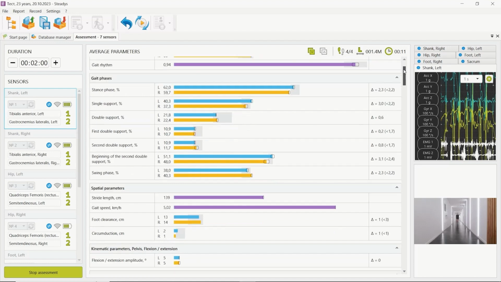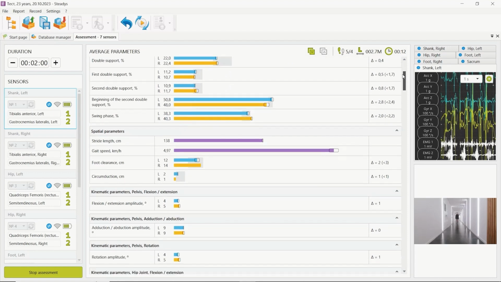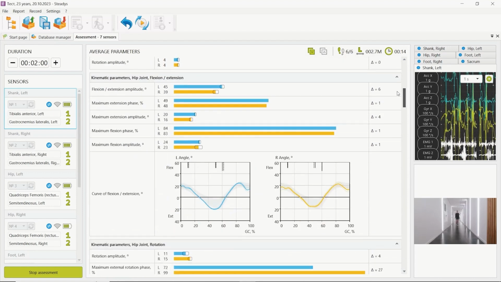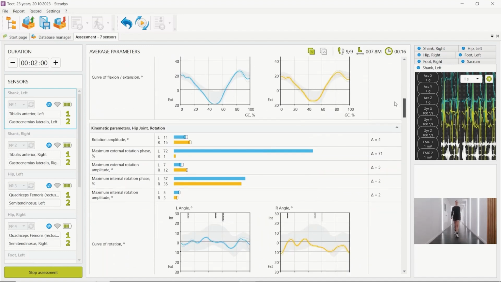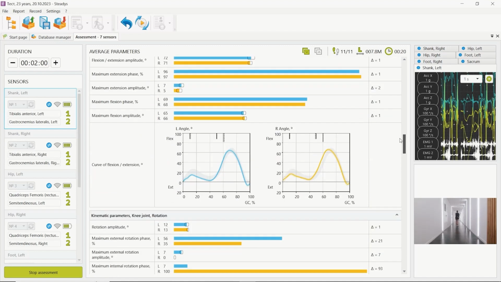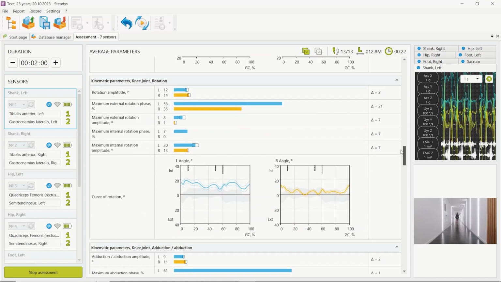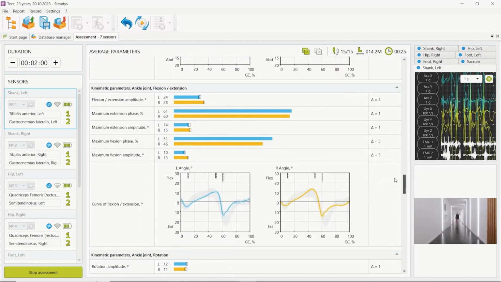There is a counter of gait cycles. Above are the temporal and spatial parameters of walking. Then come kinematic parameters, starting with hip joint goniograms in 3 planes: flexion-extension, rotation, and abduction-adduction, followed by similar goniograms for knee joints and then for ankle joints, also in 3 planes.